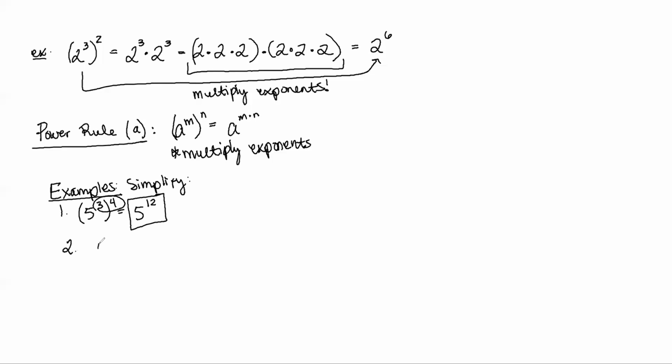Number 2, 6 squared to the 5th. Again, one base, we have an exponent raised to an exponent, so we multiply. So we get 6 to the 10th. And one last one here, a to the 6th, to the 5th. Same thing if we have exponents, or sorry, if we have variables, we're still going to multiply our exponents, and we get a to the 30th.